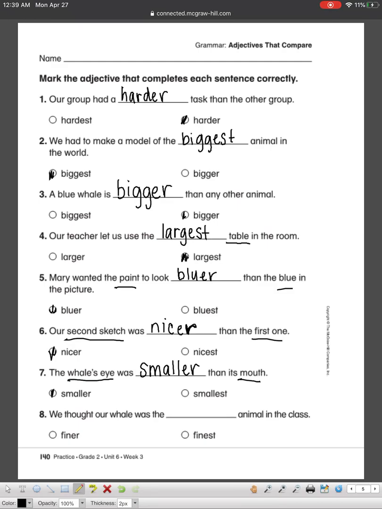Number 8. We thought our whale was the blank animal in the class. So we're comparing our whale to the other animals in the class. And we aren't sure how many there are. Sounds like there's more than 2. So we thought our whale was the finest animal in the class.